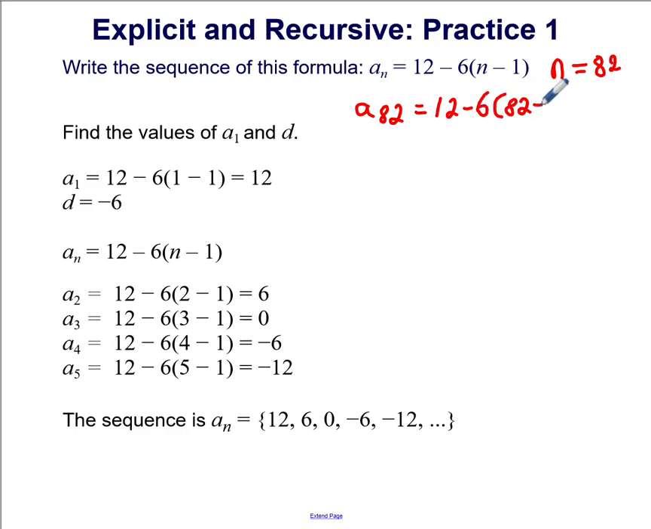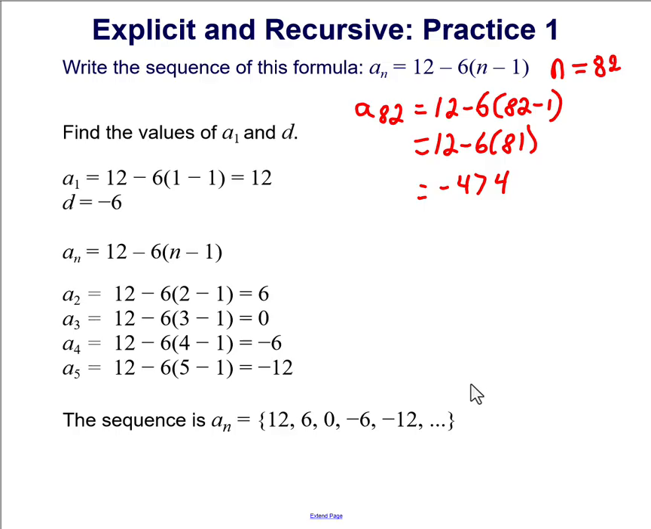82 minus 1. And continuing the arithmetic, 12 minus 6 times 81, because 82 minus 1 is 81, is going to give me negative 474. So the 82nd term in the sequence is negative 474. I was able to calculate that without knowing the previous term. So the explicit formula gives you any term in a sequence. The recursive formula depends on the previous term.